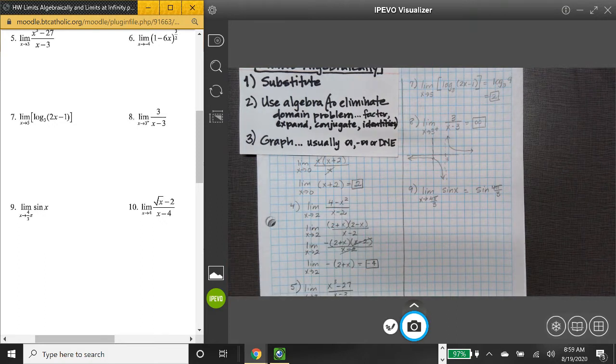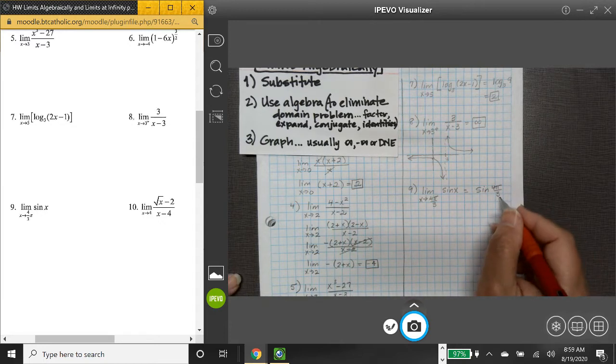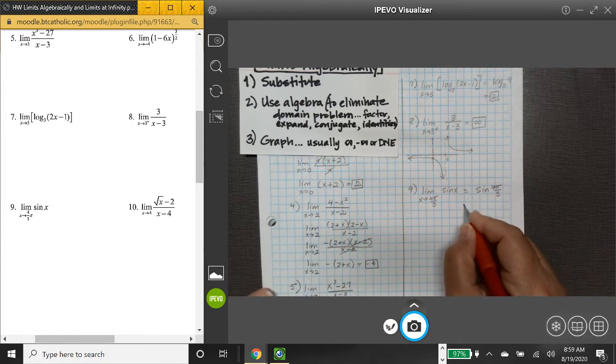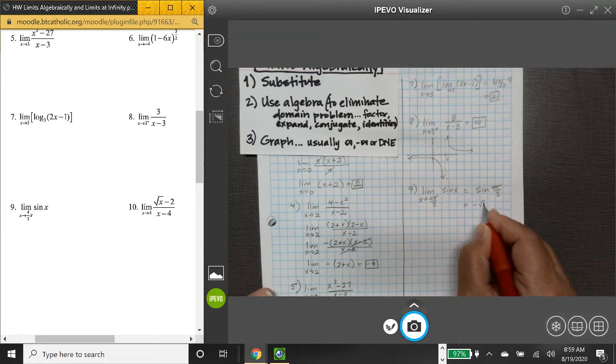And the reference angle here is pi over 3, and the sine of pi over 3 is root 3 over 2. And so we have to decide what quadrant this is in. It's not 1, it's not 2, but it is 3. So this is going to be negative root 3 over 2.